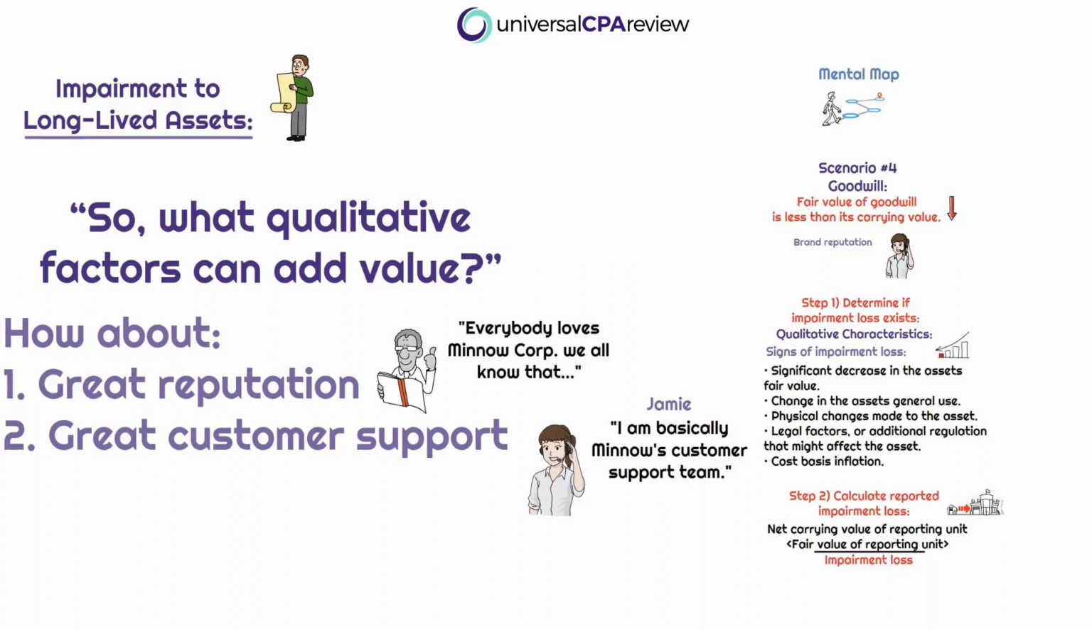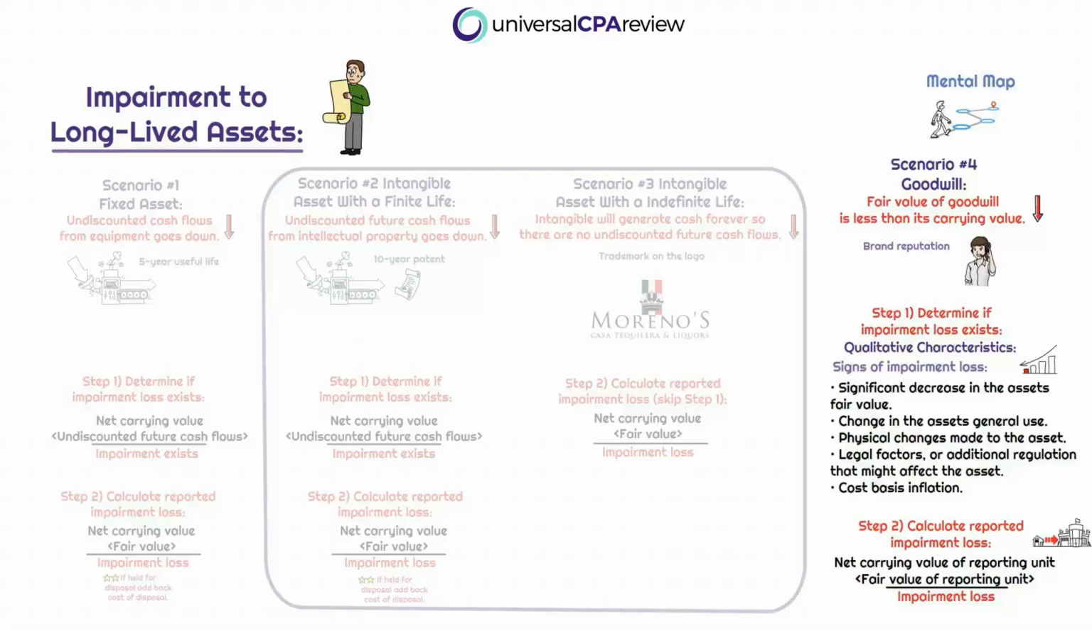So that is ultimately what we are testing for. Okay, so now diving into step 2. This is where the calculation is similar to how we previously calculated that impairment loss.